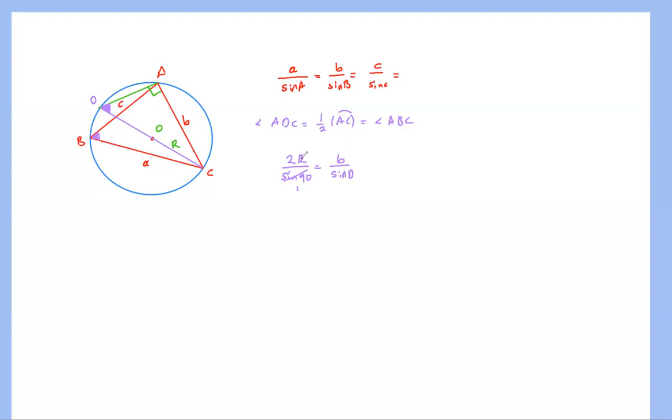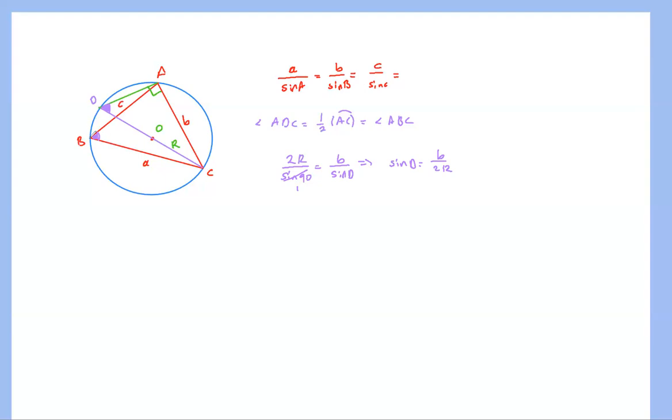Okay, so let's swap these. Then this equation will give us sine D is equal to, if I take this 2R to the denominator and sine D to the left side, you just get B over 2R. Okay, so this is something.